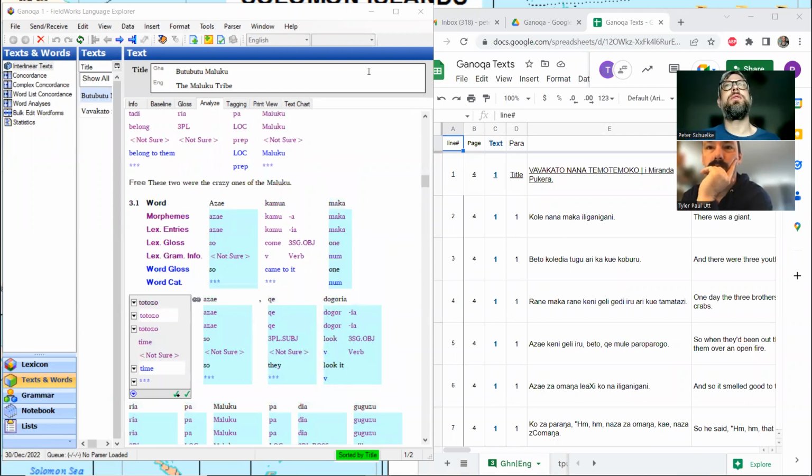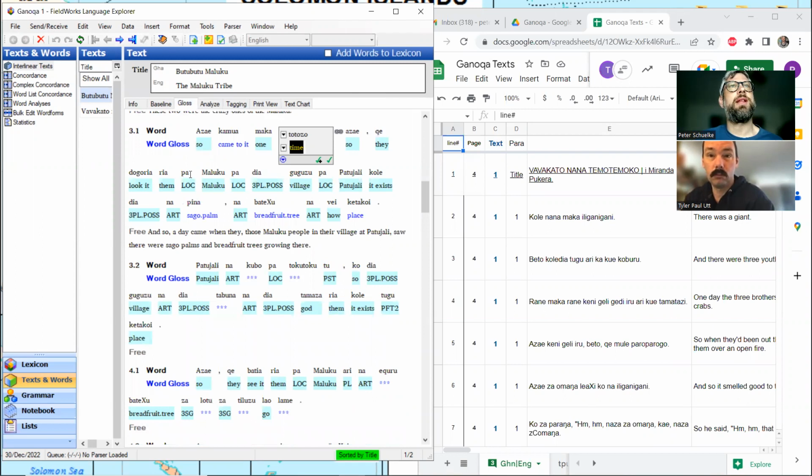Butu Maluku, the Maluku tribe. We're going to try to more or less pick up where we left off last time, talking about breadfruit. We just solved it. We decided it was Bate XU, and we don't know what consonant X is. Probably glottal stop. Yes, that would make sense. So we've got to input some more sentences and get this story together.